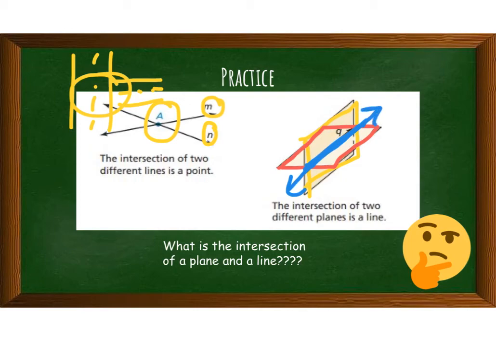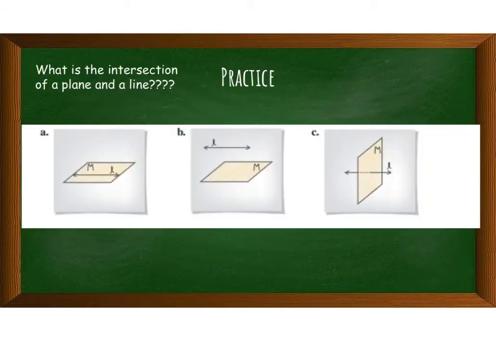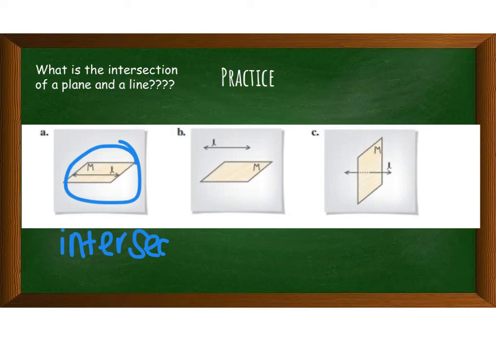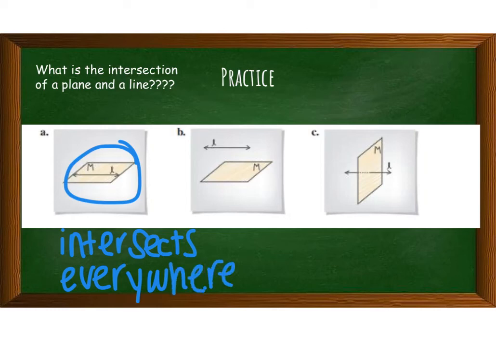So, what is the intersection of a plane and a line? I want you guys to think about that for a second. The intersection of a plane and a line could be different things. So here we have where the line is actually on the plane. So this one, it intersects everywhere on the line.